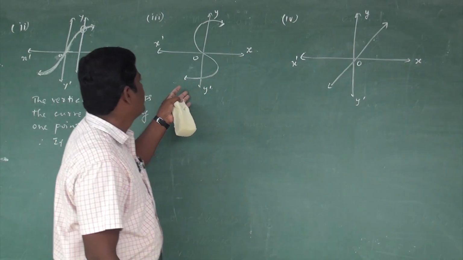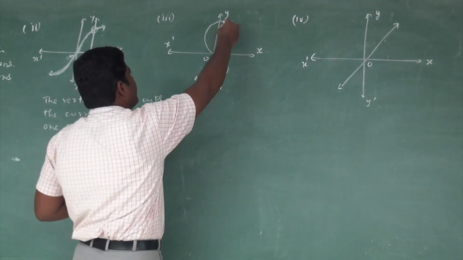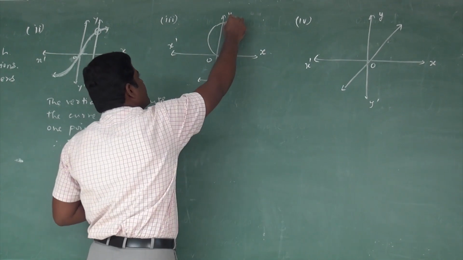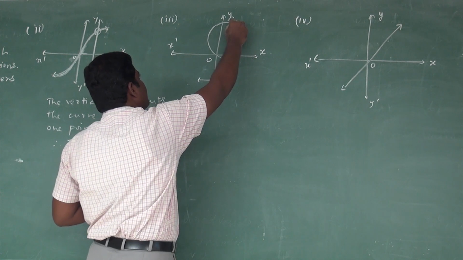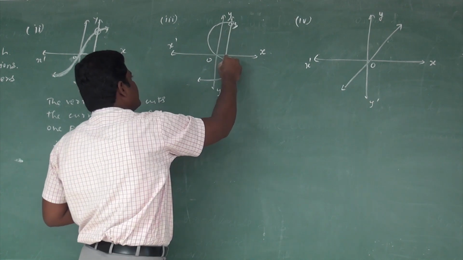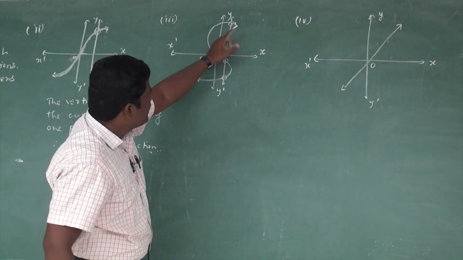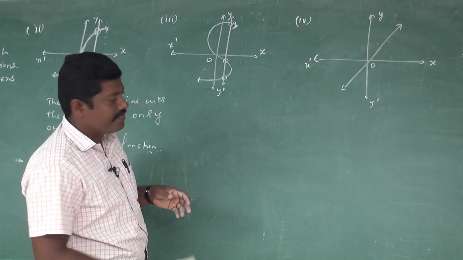Next, the third one. Here also one curve is given. You draw one vertical line anywhere on the curve. I am going to draw here. This is a vertical line. The vertical line cuts the graph at point 1. This is the second point. This is the third point. The vertical line cuts the curve at 3 points. So therefore it is not a function.